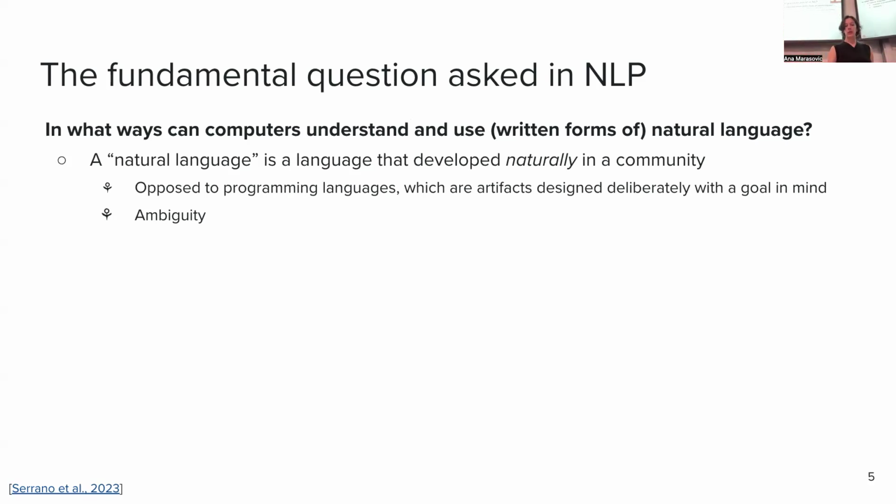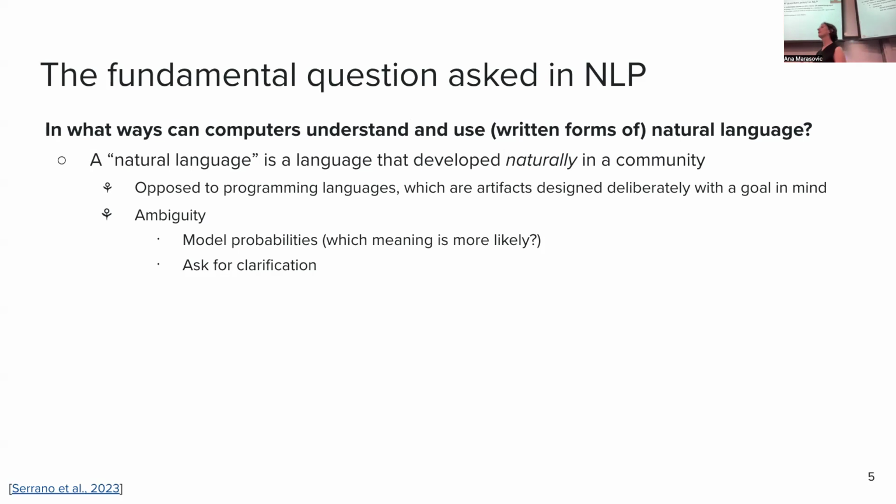So because there is ambiguity, the model, the program we are building to understand natural language, needs to do some kind of modeling of probabilities. It needs to figure out which meaning out of the two is more likely. Or it needs to ask for clarification, which is not so trivial to actually program.